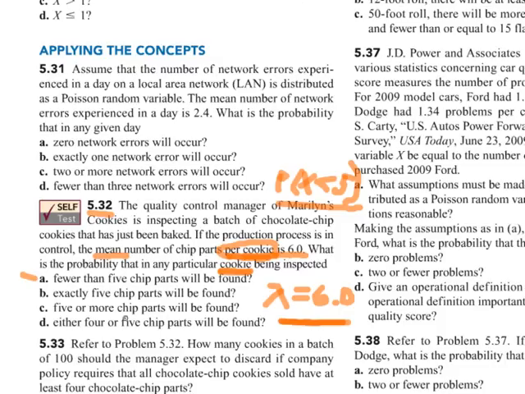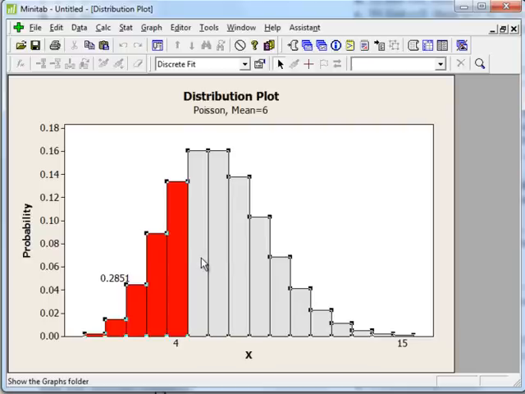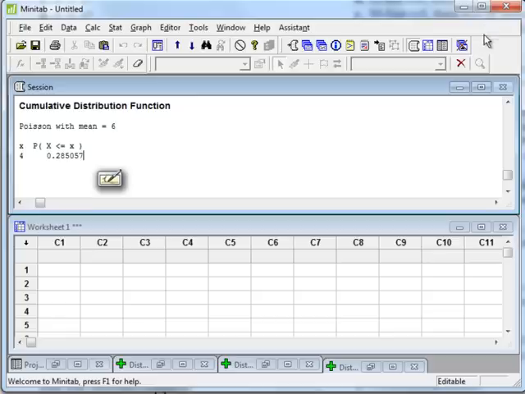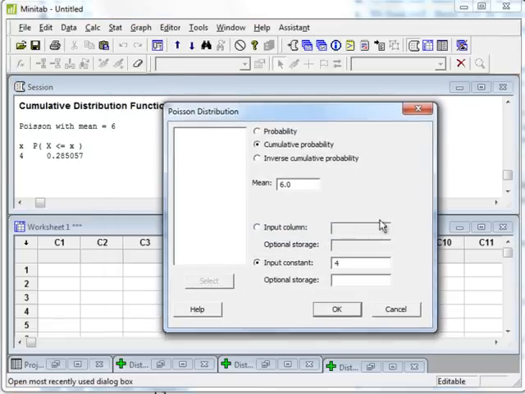All right, so part B says exactly 5 chip parts. This one will be easy because we can just hold our mouse over the graph. Exactly 5 chip parts. It says probability that x equals 5 is a specific value, but we're going to look at the graph again. So go back to the graph of the Poisson distribution.